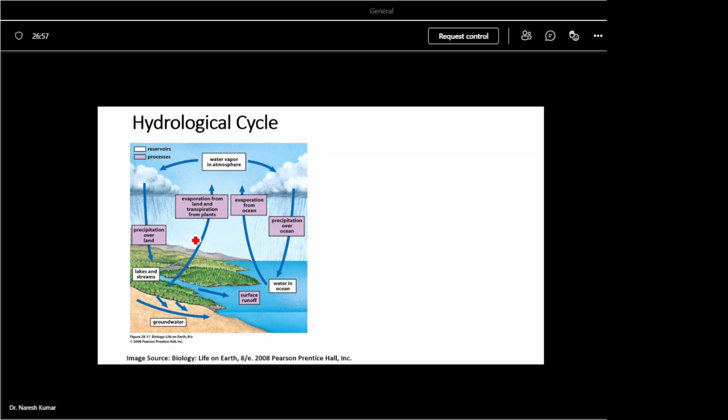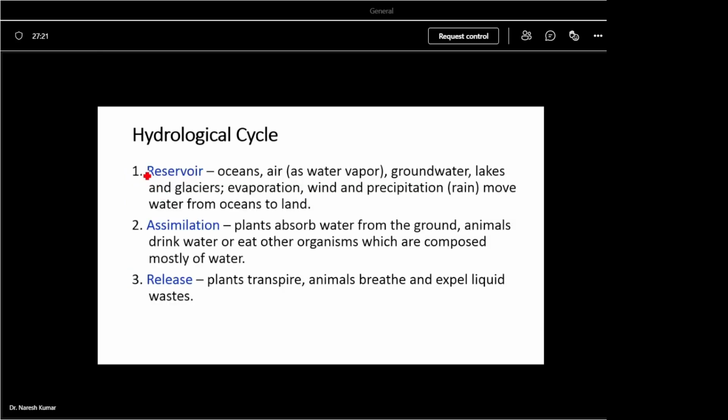And then what happens to the water in these reservoirs? Precipitation over land, precipitation over ocean, so that adds water back to the land and water bodies. And then evaporation from ocean, evaporation from land, and transpiration from plants gets this water back to the atmosphere. And then there is the cycle of condensation, evaporation and precipitation. So in terms of sources or reservoirs, we know what the sources are. Assimilation: almost all plants and animals require water. And then the release mechanism is that plants transpire, animals breathe and expel liquid waste. That's how water is cycled.